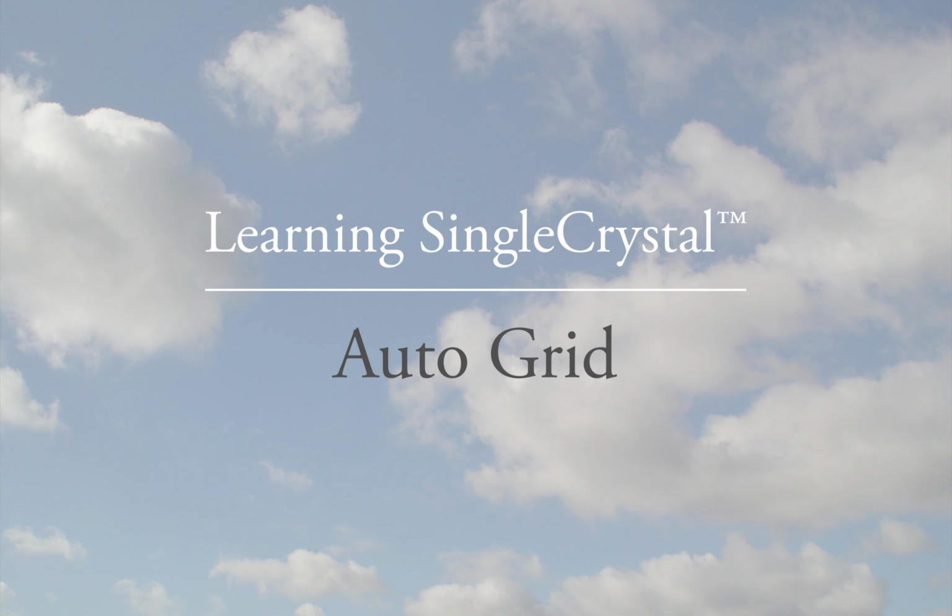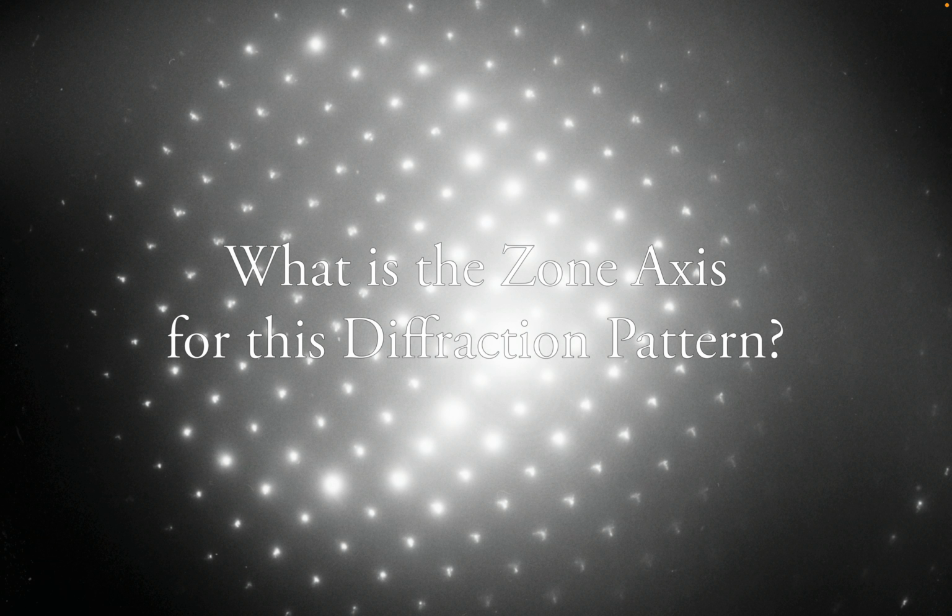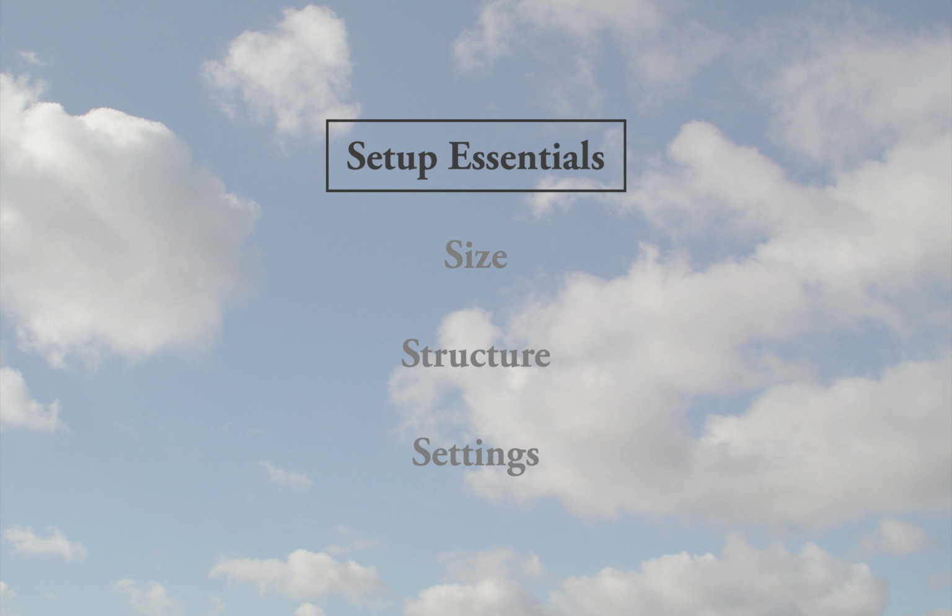Welcome to SingleCrystal 5. In this tutorial, we'll show how you can calculate the orientation of your crystal from an observed electron diffraction pattern, such as this one, using the new AutoGrid command. The AutoGrid can work like magic, but we do need to set things up correctly. There are three key parameters: size, structure, and settings. Let's look at each of these in turn.